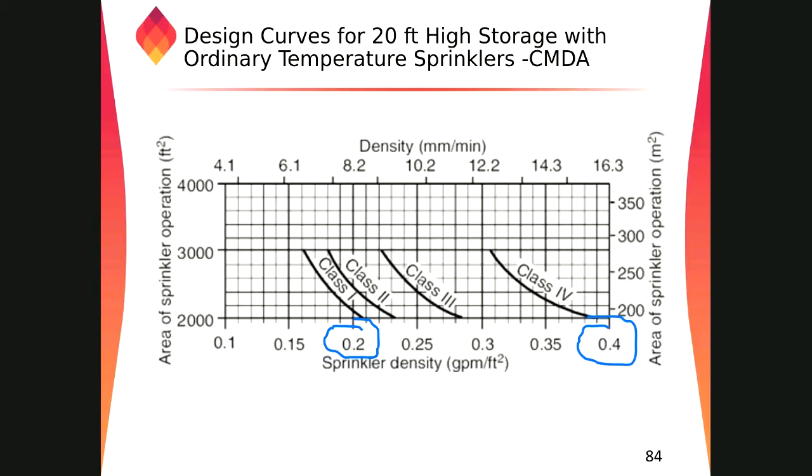But for the light hazard or extra hazard group occupancies, we'll show that after some time. For the light hazard, we need only 0.10 for an area of 1500 square feet. So we'll discuss that one.